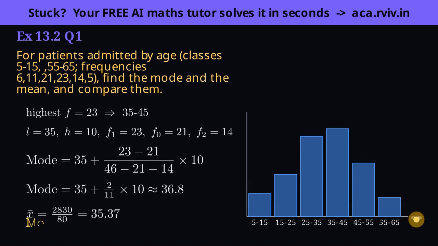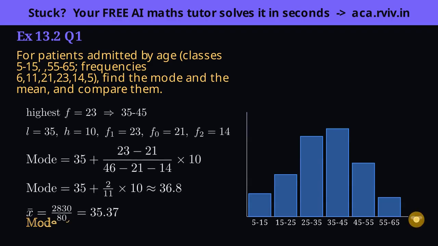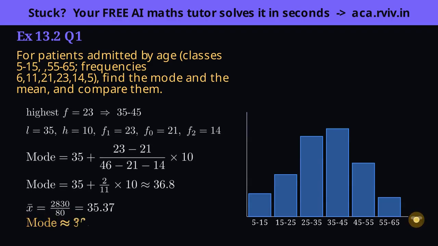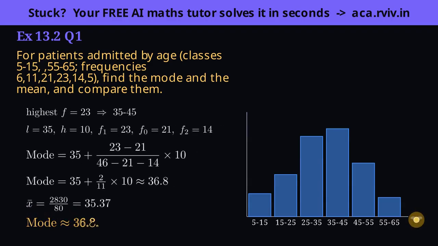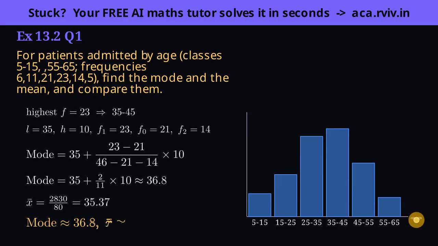So compare them. Mode and mean sit barely a year apart. That closeness tells you the age distribution is fairly symmetric. The most common age and the balance point age nearly coincide. When mode and mean drift far apart, that's your cue the data is skewed.